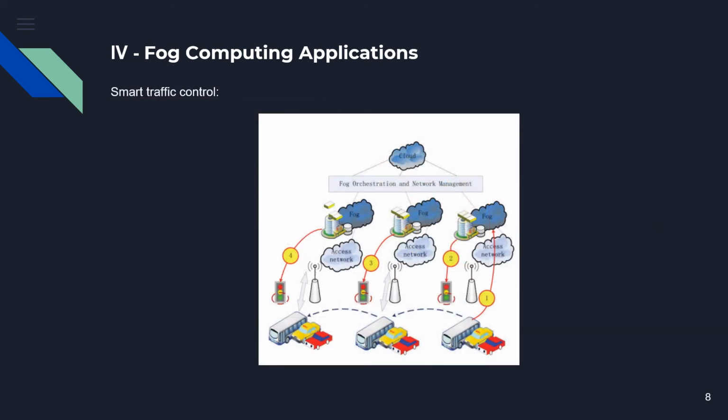Another application of fog computing is traffic control. So the main objective of implementing it in this domain is accident prevention, maintaining the traffic flow, and most importantly, the recovery of relevant data to evaluate and improve the system.